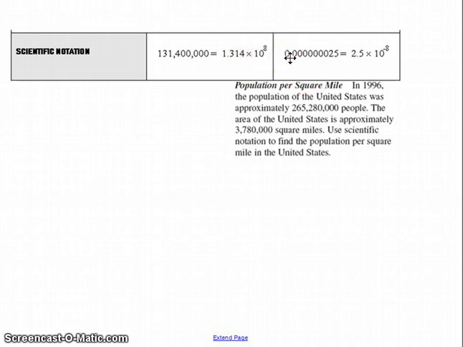Similarly here, I want one number, or one digit, in front of the decimal place, so I want it to become 2.5. I had to move it to the right 8 places. So it becomes 2.5 to the negative 8th in this case. Now let's look at this word problem.